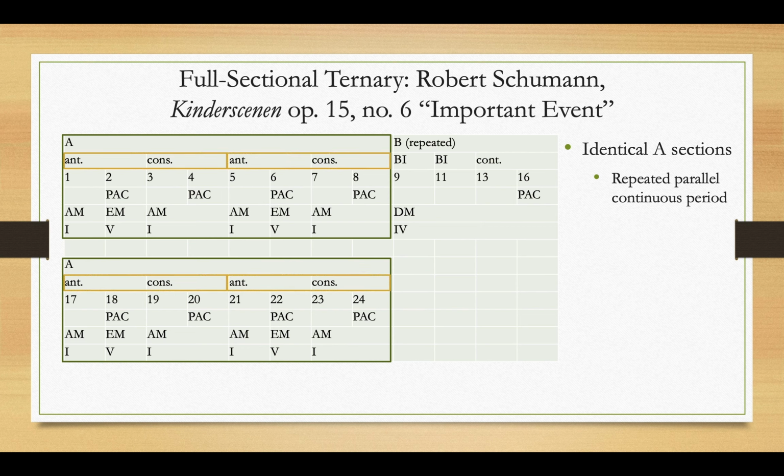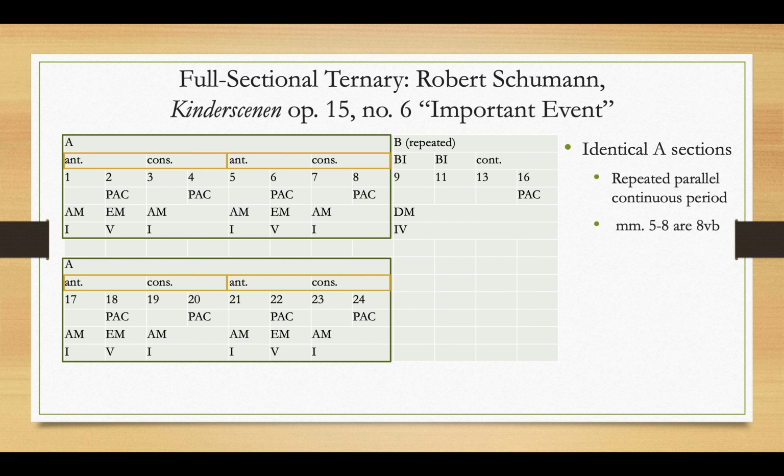Each of those A sections contains a repeated parallel continuous period. These have very short phrases, 2-bar phrases in this case. And one fun thing that's kind of interesting about this is that the second pair of phrases, so the antecedent and consequent that start in bar 5, and then again the same one in bar 21, are an octave lower than the ones at the beginning of each of the A sections.